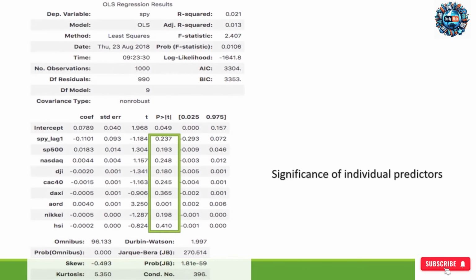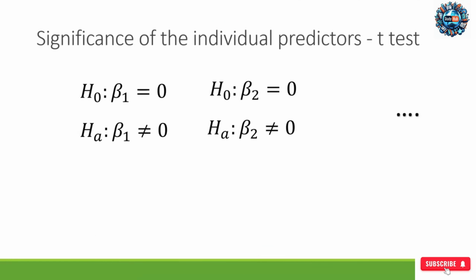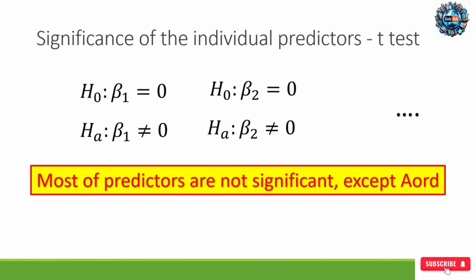The summary table also lists the p-value for the test of significance of the individual predictors. From the last video, we know that the p-value of the test statistic is used for this test. For our results, we found that most predictors are not significant, except AORD. That means that all other predictors are useless in prediction of SPY. It may be because of multicollinearity.